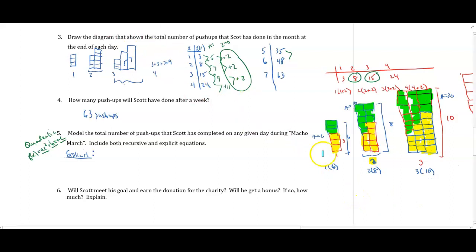Well, what do we notice about the first number in each of these? That number is the same as the day of the month. So this is day 1, this is day 2, this is day 3. So if we say the days are going to be the variable n, n ends up being the first part of our explicit rule. But now when you look at it, we have 6, we have 8, we have 10. Can we write a rule for this?